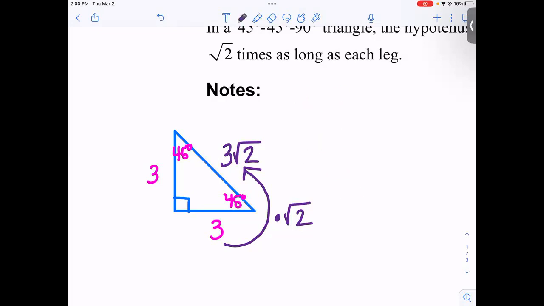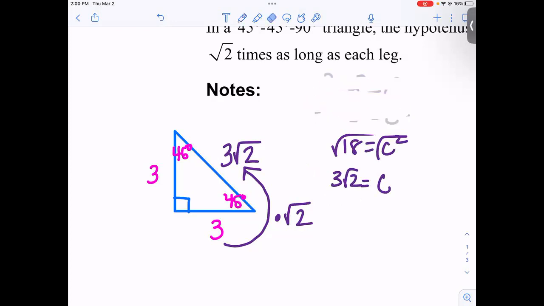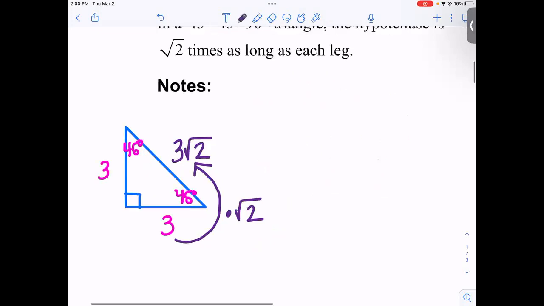So Tyler, a squared plus b squared equals c squared, right? So we have 3 squared plus 3 squared. Well, 9 plus 9 is 18. So we get the square root of 18, which is 3 radical 2. Yeah, it's always going to be simplified. Okay. All right. So let's draw another one.